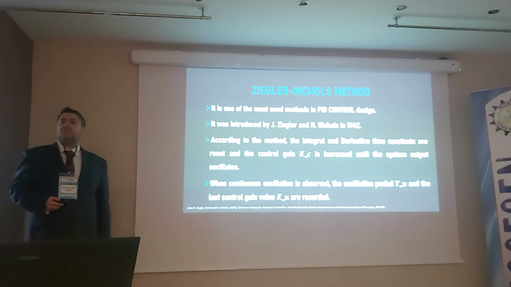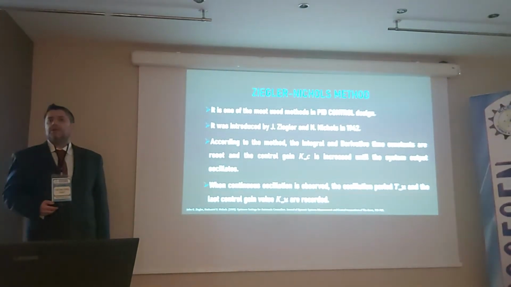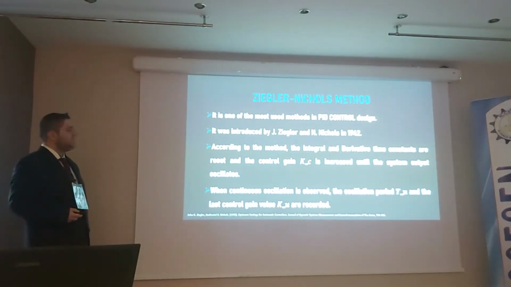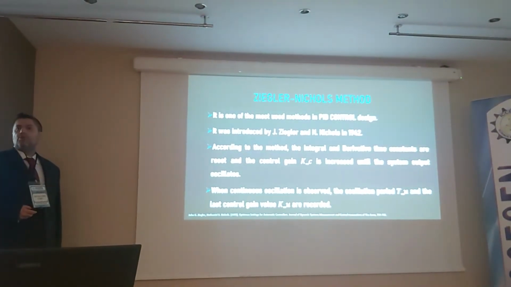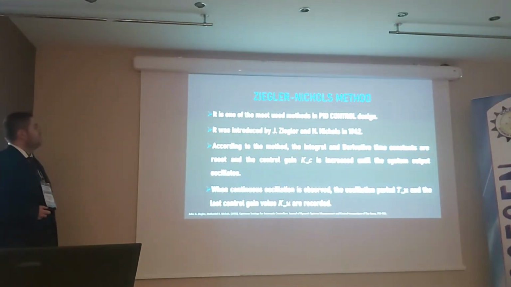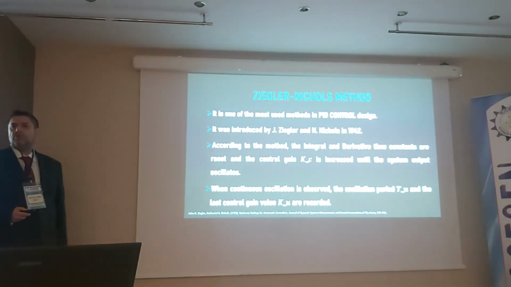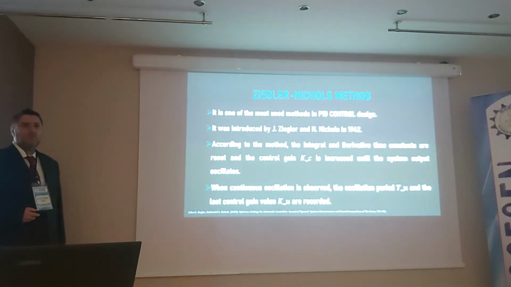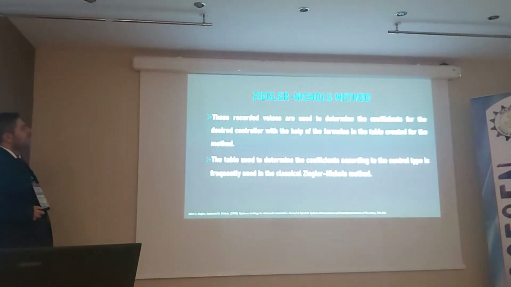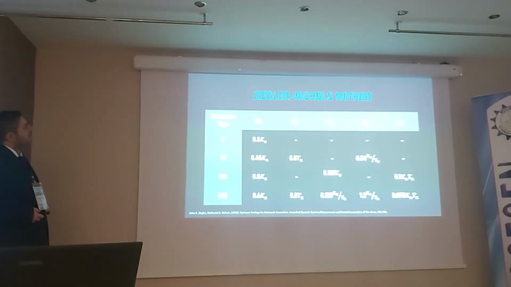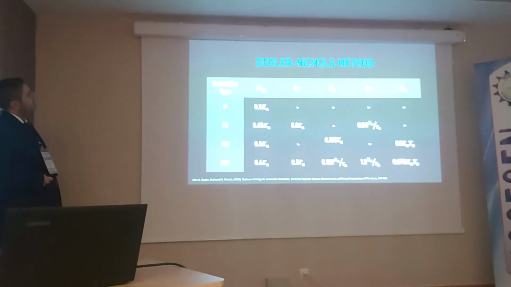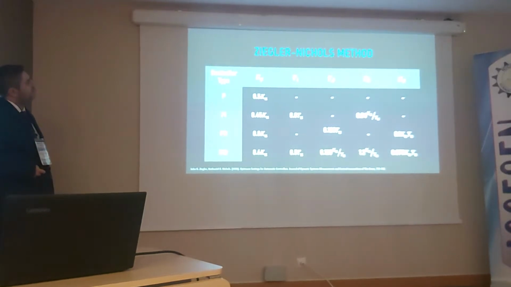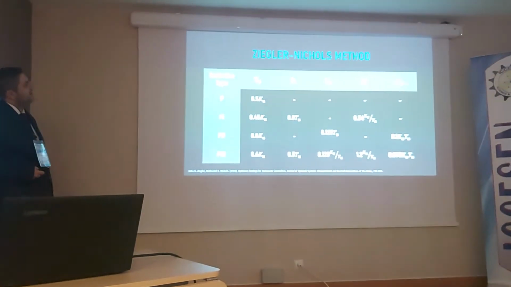We are using two methods. One of them is the Ziegler-Nichols method, which is the oldest and most classical one. It is taught in almost all automatic control books. We use it as a parameter tuning method for PID control. These are the parameters to be used for PID control: Kp, Ki, and Kd.